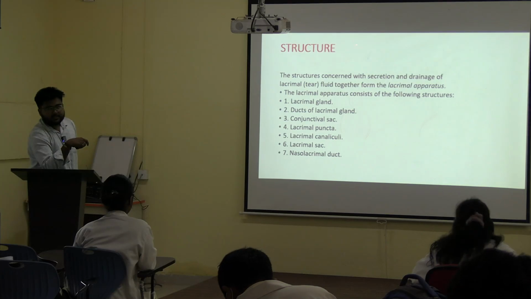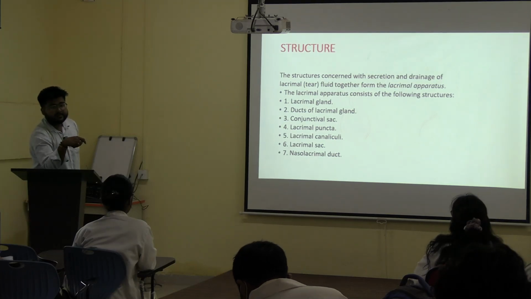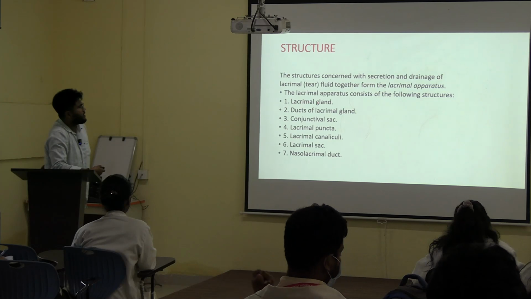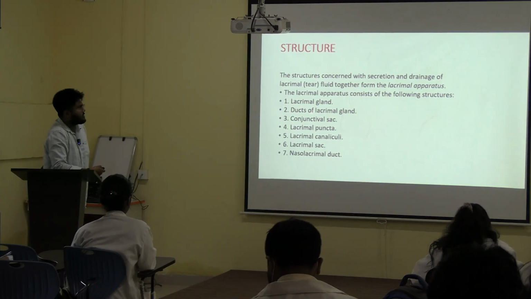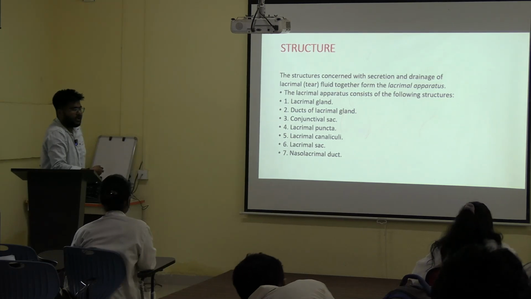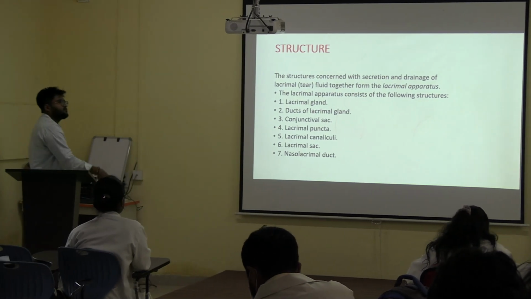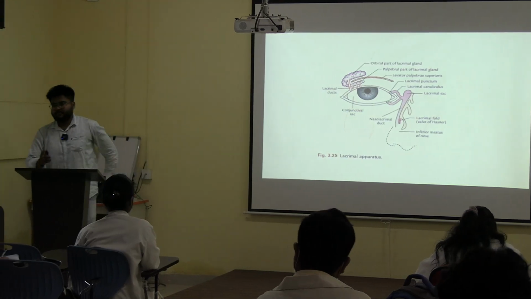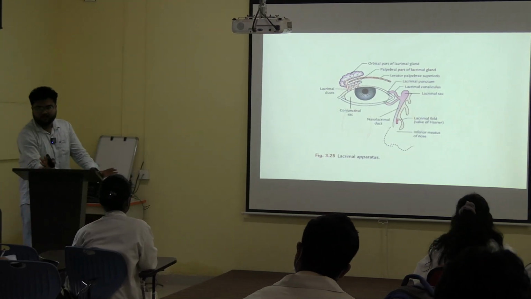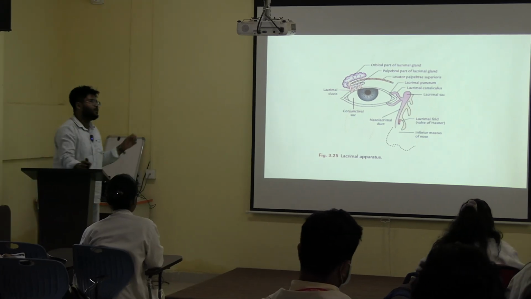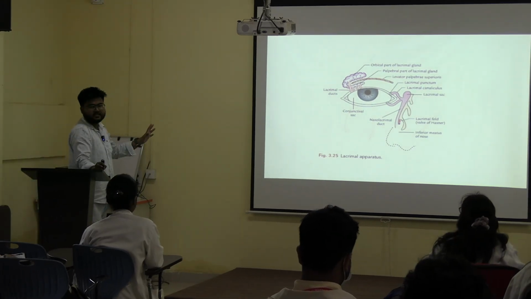First is the lacrimal gland, then the ducts of the lacrimal gland, the conjunctival sac, the lacrimal puncta, the lacrimal canaliculi, then the lacrimal sac, then the nasolacrimal duct. If you know this diagram, your 80% work is done. This diagram is very important; by knowing it you can easily answer this question.